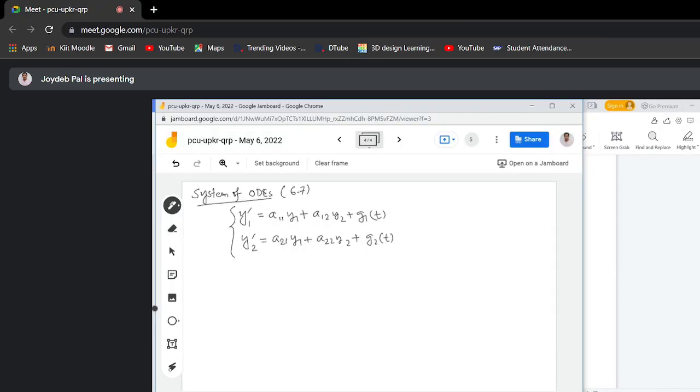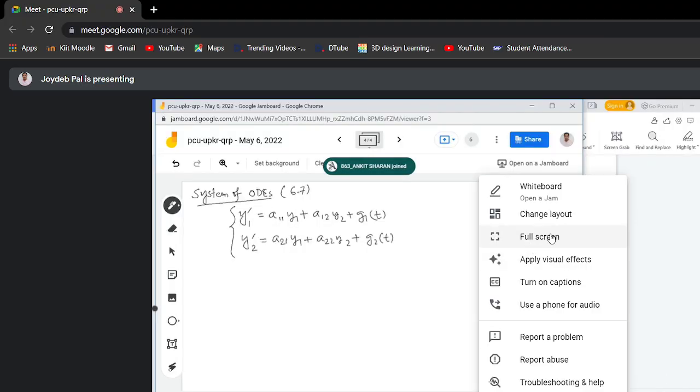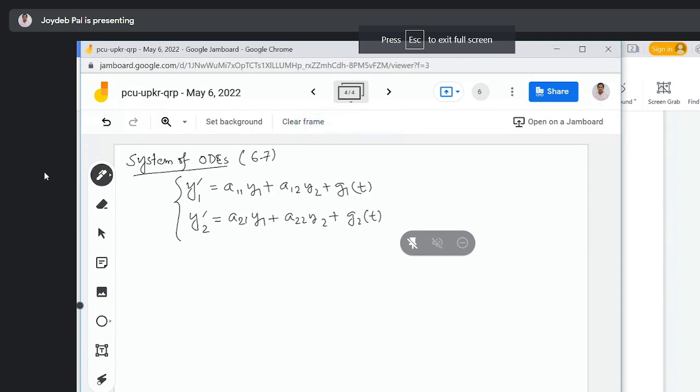This system of ODEs contains only first order. There may be some system of ODEs which contains second order also, y1 double dash, y2 double dash, or it may contain three dependent variables like y1, y2, y3. But in your syllabus only this type of system of ODEs, with two dependent variables y1 and y2, both with first order derivatives.